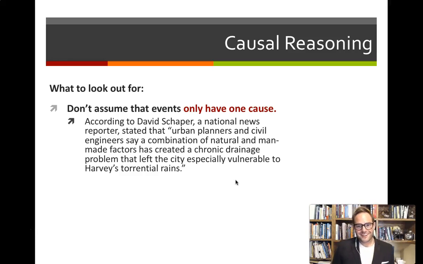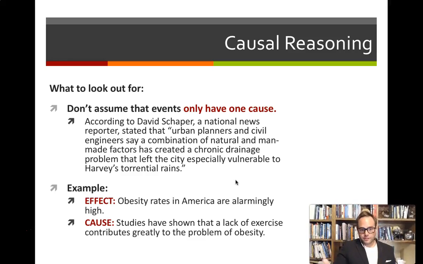So continuing on our example of Houston flooding, this example was taken from David Shaper. According to David Shaper, a national news reporter, urban planners and civil engineers say a combination of natural and man-made factors has created a chronic drainage problem that left the city especially vulnerable to Harvey's torrential rains. So essentially, it was a combination of record-breaking rainfall that season, but a big problem too that contributed to Houston flooding was that the drainage system that the urban planners and civil engineers worked on was outdated. It wasn't effective.